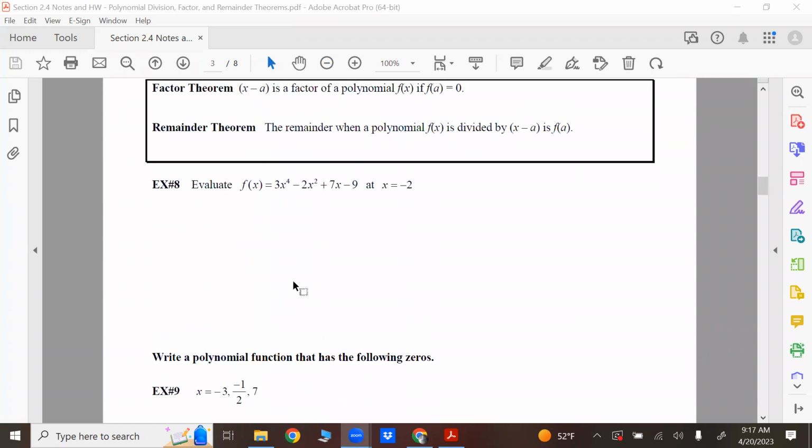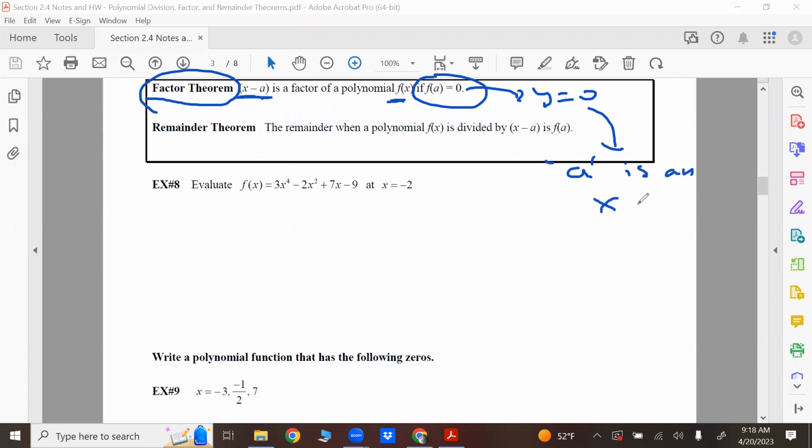All right, so here's another thing we need to know. It's called the factor theorem. x minus a is a factor of a polynomial as long as f of a equals 0. Because what this means is that y equals 0, which means that a is an x-intercept.